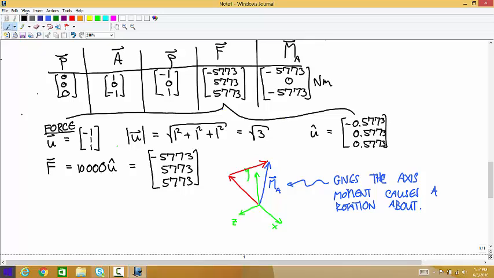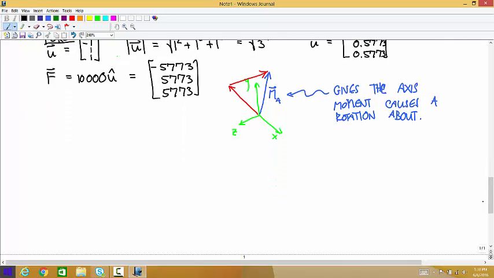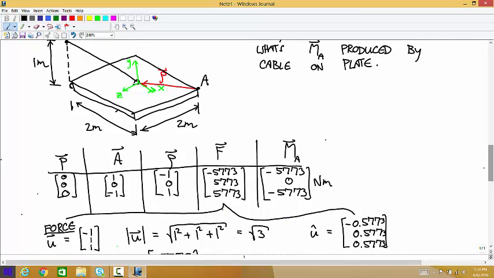Any questions about that one? Questions on force. Yeah. The place where the force was applied was 0, 0, 0, because that cable is attached to the plate at what we called the origin. The about point was at the point negative 1 x, positive 1 y, positive 1 z.